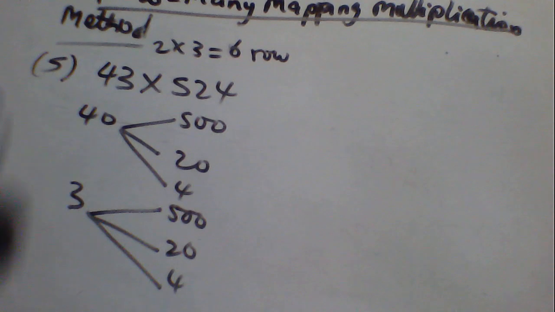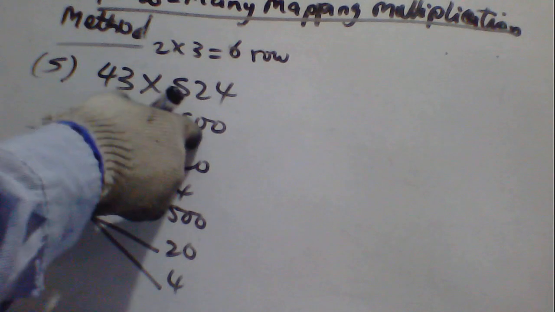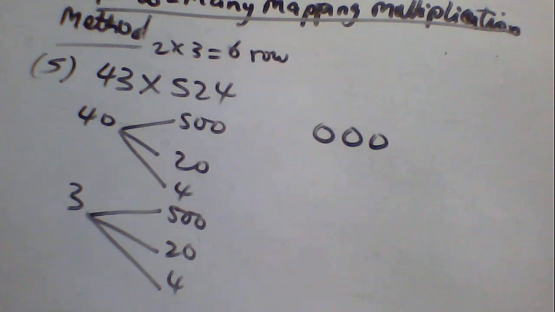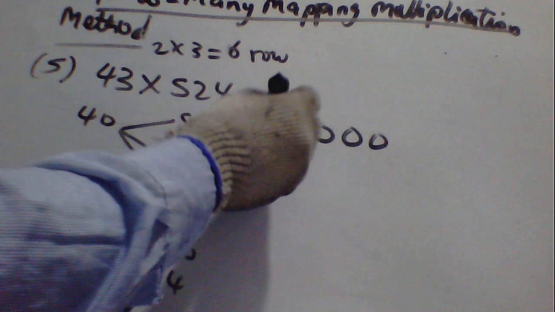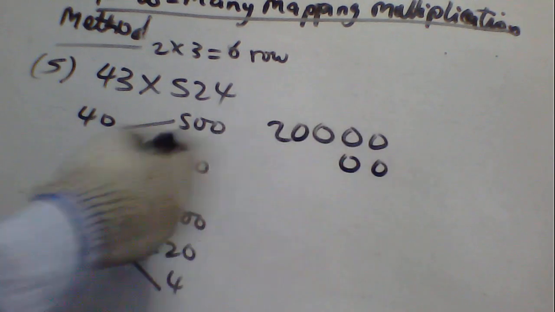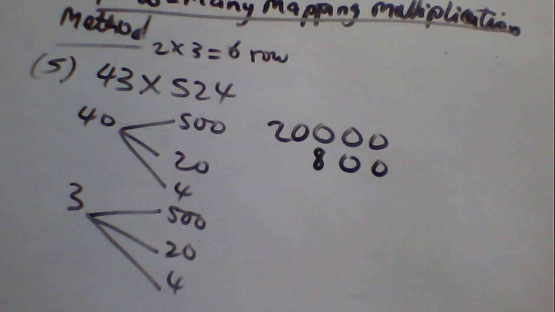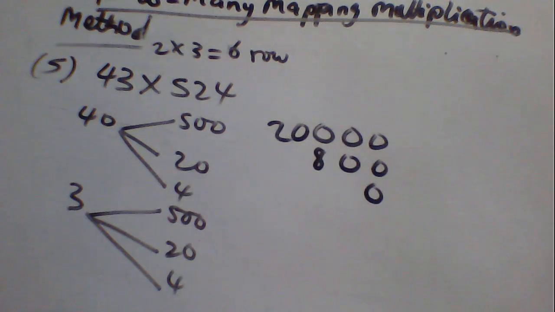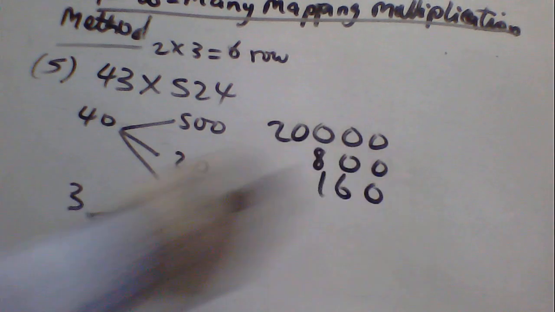So once you have separated, the next is to perform the operation of multiplication. 40 times 500, there are 3 zeros. Make it easy, write them. 5 times 4 will give us 20. 40 times 20, we have 2 zeros here. 4 times 2 will give us 8. 40 times 4, there is 1 zero. 4 times 4 will give us 16.